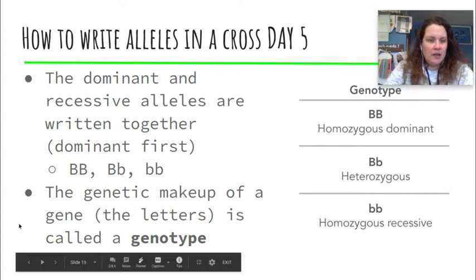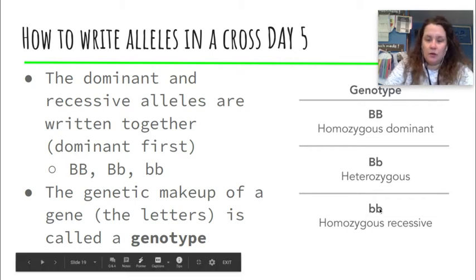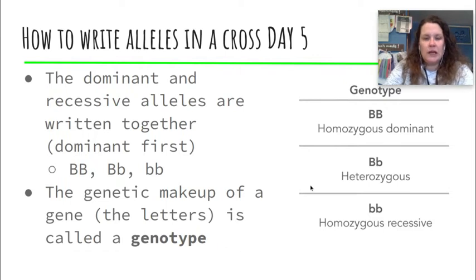The genetic makeup of a gene. When I use the letter combinations, that means I'm asking for the genotype. So if I said, what's this organism's genotype? I'd say big B, big B, or big B, little b, or little b, little b, or whatever letters we're using. So it's the letter combination.